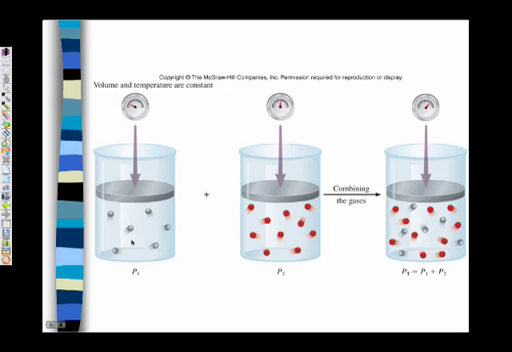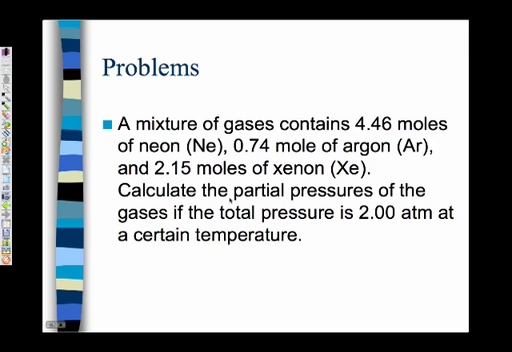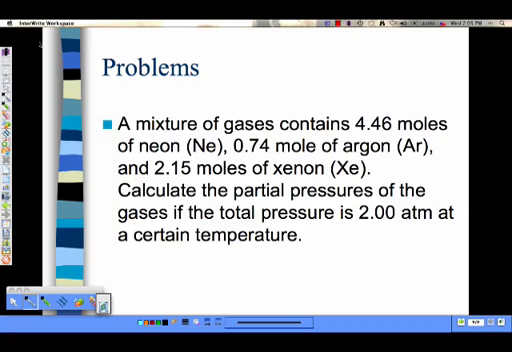So if we have partial pressure here, gas 1 plus gas 2, we're combining them, getting a new pressure. So if a mixture of gases contains 4.46 moles of neon, 0.74 moles of argon, and 2.15 moles of xenon, calculate the partial pressures of the gases if the total pressure is 2 atm. So let's start with neon.